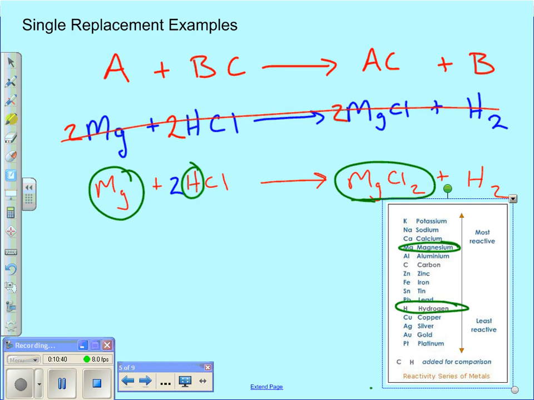Here's kind of maybe a trick question you might see on a chemistry quiz or an exam. What if we had this? What if we had zinc plus MgCl2, so magnesium chloride again.